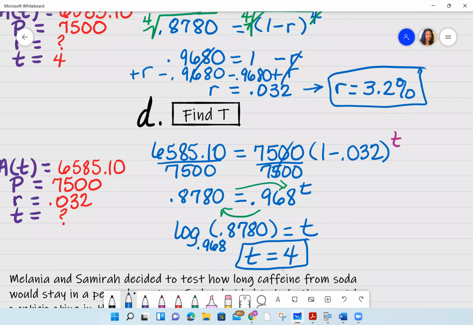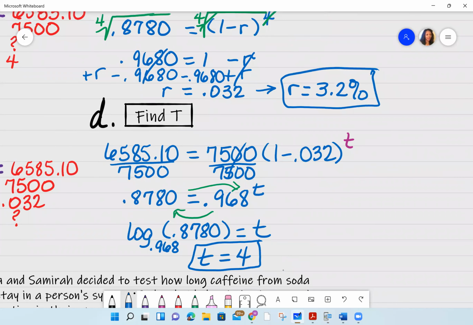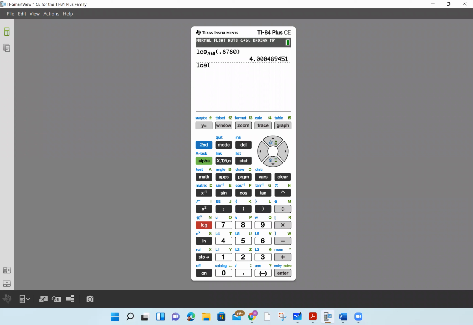So for those people who don't have the option to do math, alpha math, what you would do is what's called the change of base formula, where you would draw your line here, and you would literally have to put log, let's go here. You would have to use this button, log, and then the big number, 0.8780 in parentheses, and then divided by another log, and now your base, 0.968. And you'll see it's the exact same number. You just have to do more steps if you don't have the option under math that you scroll down to get to A.